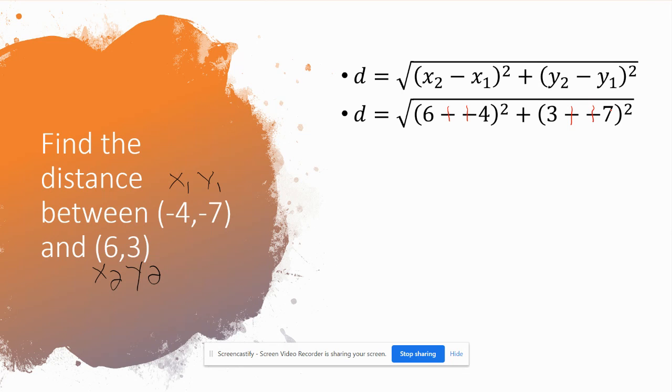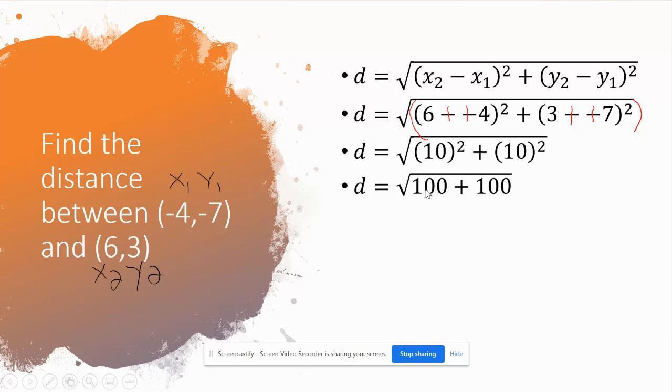Everybody can also just enter it all like this in the calculator, or in decimals. The only thing is you have to add an extra parentheses so it does this part first before it does the square root. Okay. And then 10 squared plus 10 squared is going to be 100 plus 100, which is 200. We're going to take the square root of that. I put it in the calculator and I got 14.